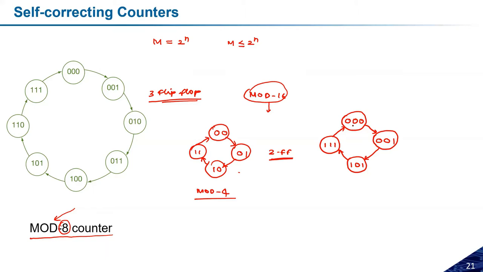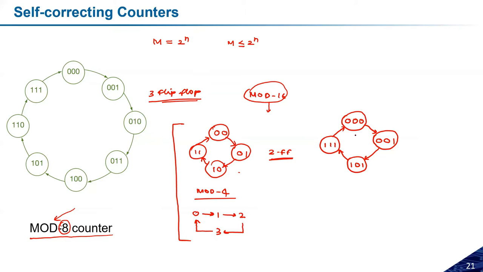So if we try to see the total sequences in this particular figure, the sequence is 0, then it moves to 1, then it moves to 2, then it moves to 3, then from 3 it moves to 1. So this is the sequence that the counter is following. In this counter I am getting these kinds of sequences.